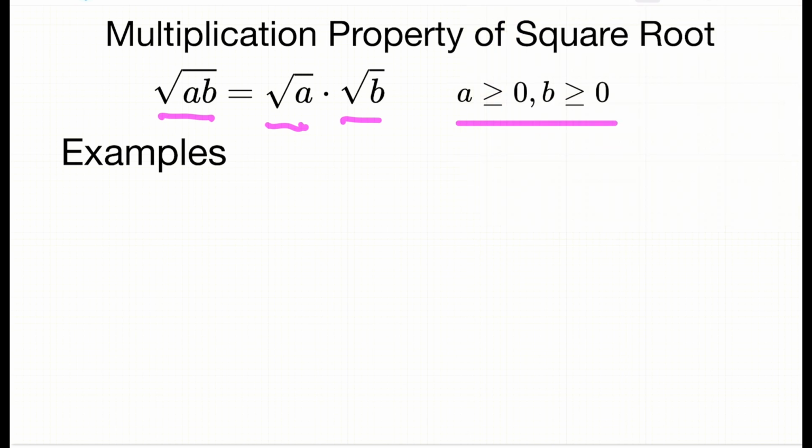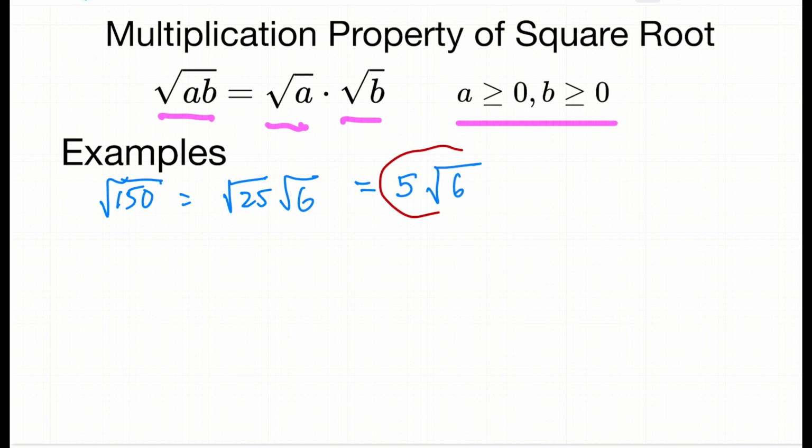So first of all, let's take the square root of 150. Now we're going to use the multiplication property, and this can be broken up as the square root of 25 times the square root of 6, because 6 times 25 is 150. So a would be 25, and b would be 6. So now the square root of 25 we know is 5, times root 6. So that's a simplification of this. So these are the same thing. Square root of 150 is the same as 5 times root 6. We just use this multiplication property of the square root.